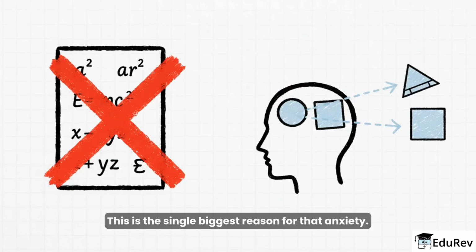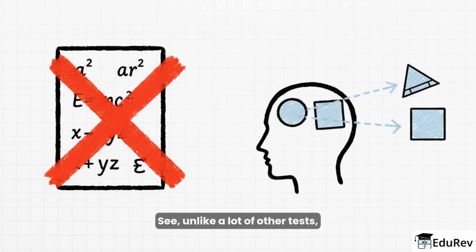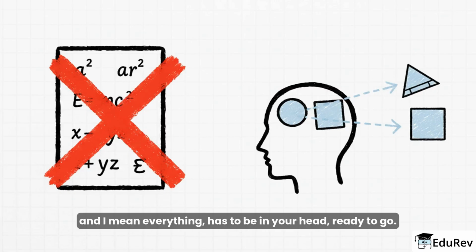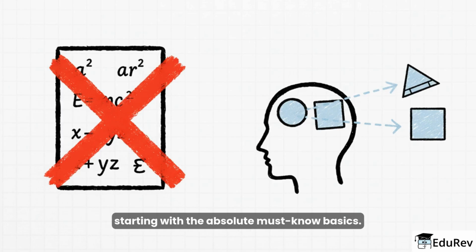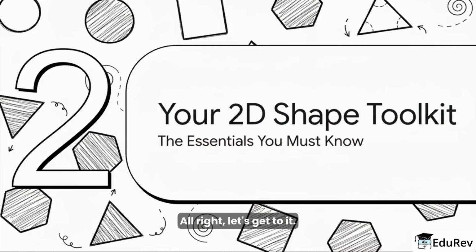And here it is. This is the single biggest reason for that anxiety. Unlike a lot of other tests, the UCAT gives you no formula sheet. Zero. Everything, and I mean everything, has to be in your head ready to go. That's a ton of pressure, right? Which is exactly why we're going to build that toolkit right now, starting with the absolute must-know basics. All right, let's get to it. Let's start building out that toolkit.